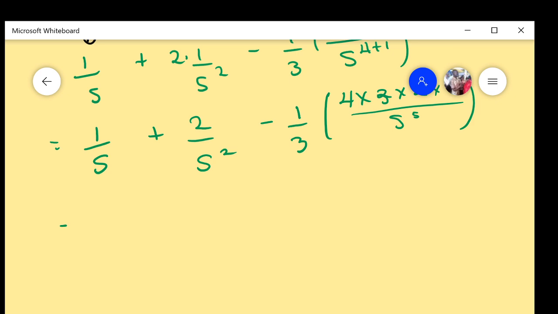If we evaluate, we get 1 over s plus 2 over s squared minus 8 over s raised to the power 5. This is our final result. Do we want to take another example? Let's take another example.